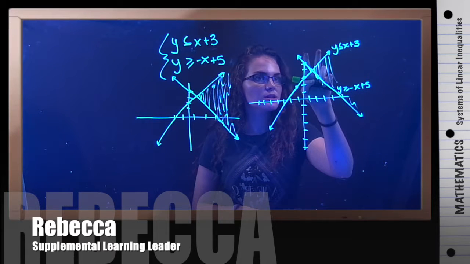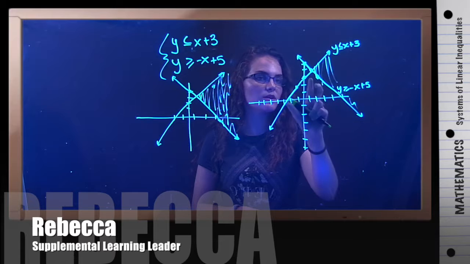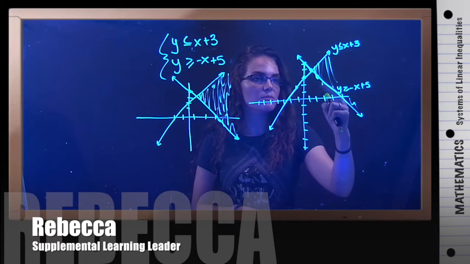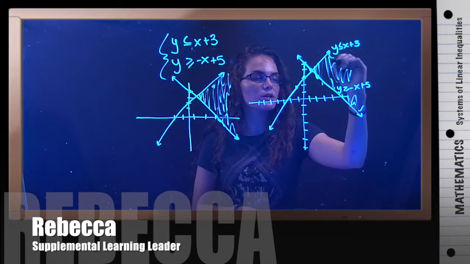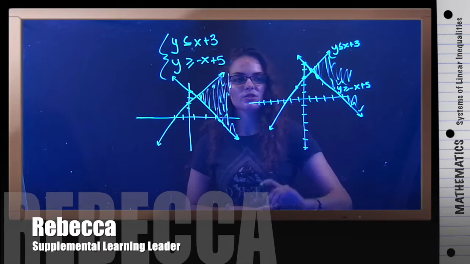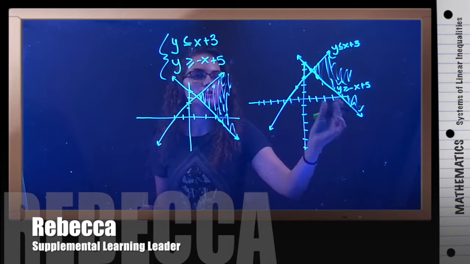We can't include this because this isn't below this line. And we can't include this because it's not above this line. So it's only this small area right here. And so that's two ways to get the same answer, whether you're using the graphing calculator or just doing it by hand.